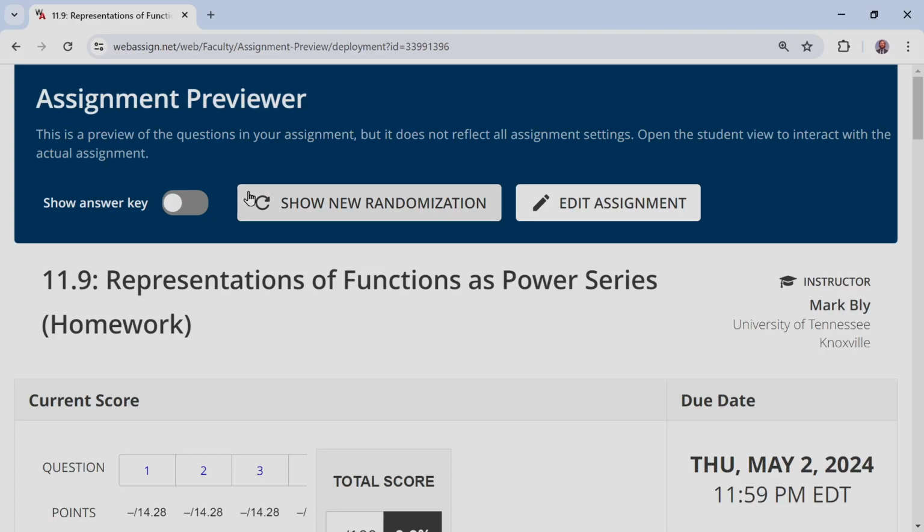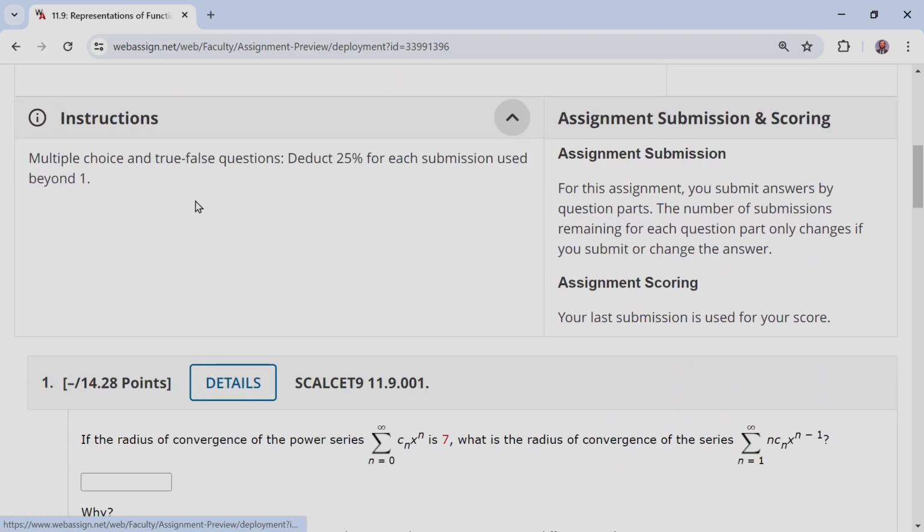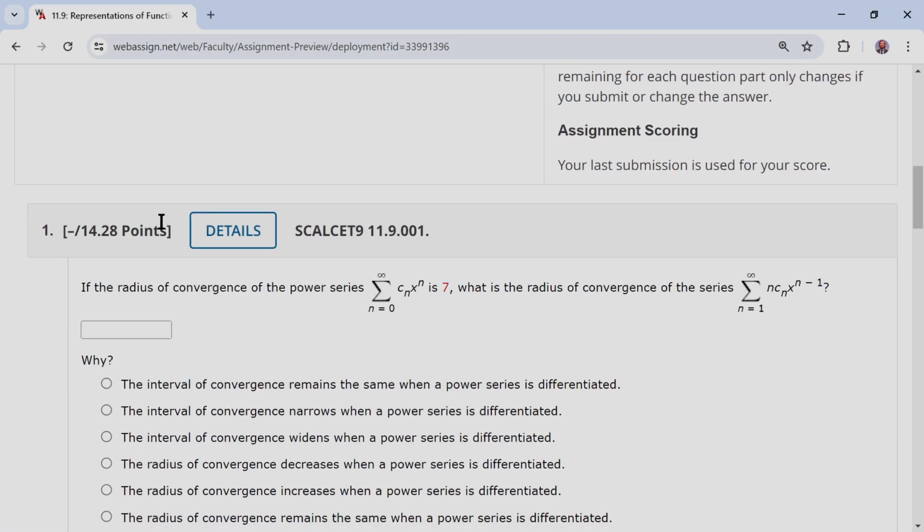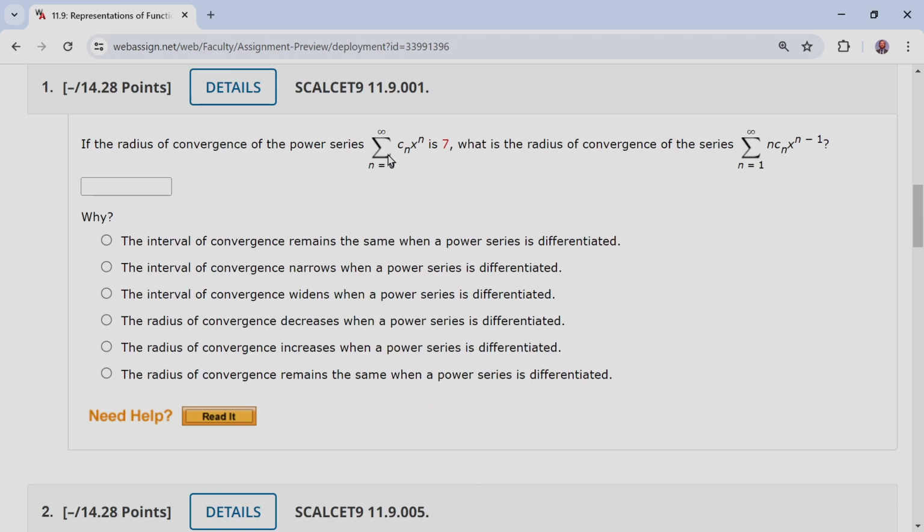All right, welcome everybody. Let us have a discussion of section 11.9, representation of functions as power series. There may not be too many exercises here, but hopefully we can go through these. The radius of convergence of this power series is 7. What's the radius of convergence of this power series? Ooh, that's the derivative of that power series.